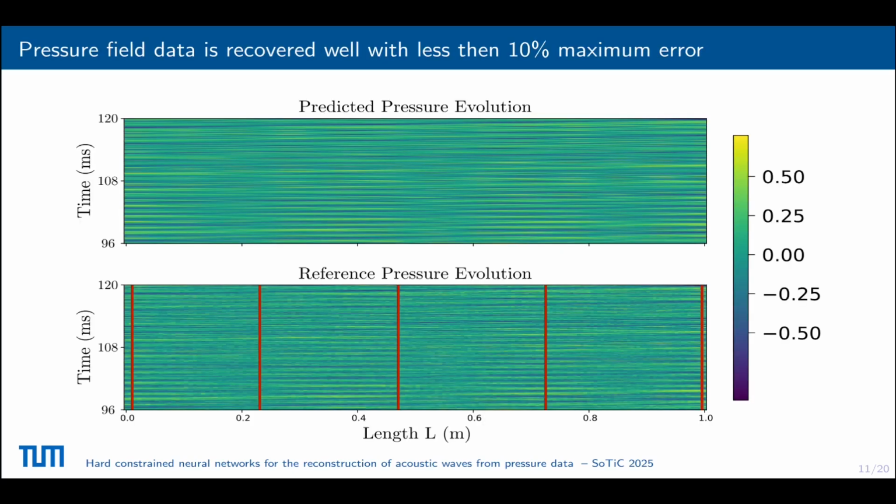So let's have a look at the pressure field data, which is the data on which we train. We can see here that the pressure field data is recovered very well with less than 10% maximum error, and the mean error is around 2%. Again, we provide pressure data only at these reference positions, which are highlighted in the bottom plot in red. And then the network predicts the entire pressure evolution across the entire channel, as well as across a vast range of time. We just show a selected range of 24 milliseconds here, and we can see that the predicted pressure evolution matches the reference pressure evolution very well. Note that the reference pressure evolution looks a bit grainy here in this picture, but this comes from the fact that we apply noise to it.